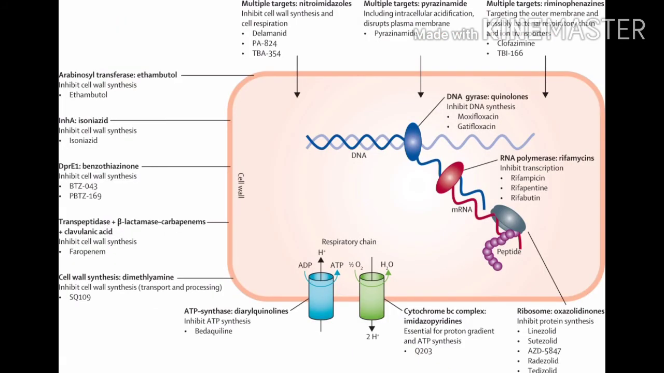For the second line drugs, the first drug is streptomycin. The mechanism of action of this drug is that it inhibits protein synthesis, and streptomycin also falls under the bactericidal group. Capreomycin is also under the bactericidal group. Its mechanism of action is that it binds to the mycobacterial ribosome and inhibits protein synthesis. Cross-resistance with streptomycin is possible but not so common.